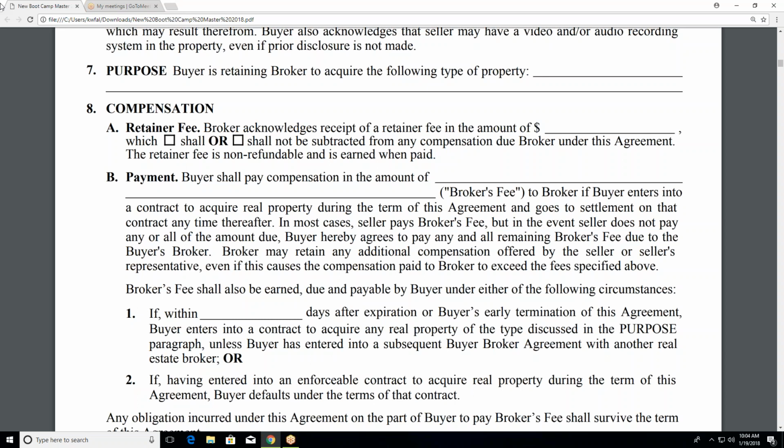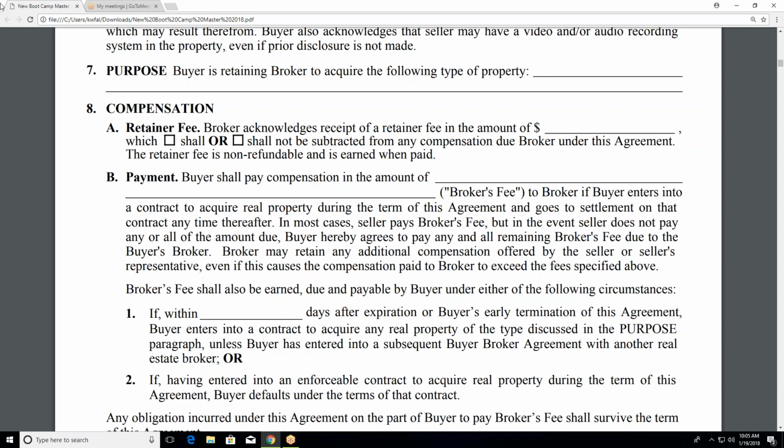But here you want to put in negotiated, new construction, and FSBO, for sale by owner. So negotiated: you as the agent are going to negotiate for them with new construction. You as an agent are going to negotiate for them with a for sale by owner.